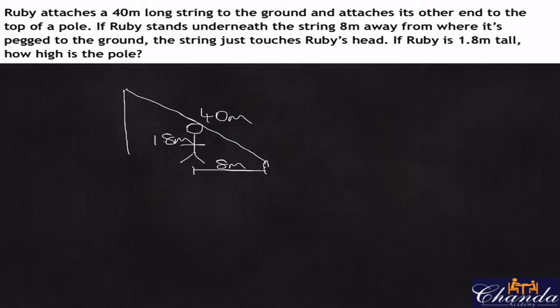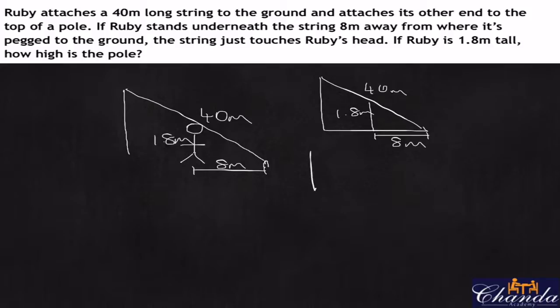So let's just quickly draw this out a little bit more neatly. So that's Ruby right there, who is 1.8 meters tall. That's 40 meters right there. And that part is 8 meters. Okay, so now let's separate these two triangles out so we can see what they look like on their own. So we have one triangle, which is the big one, which has the 40 here, and which has the x right here, because we're trying to figure out what the length of the pole is, and that is right there, the length of the pole.